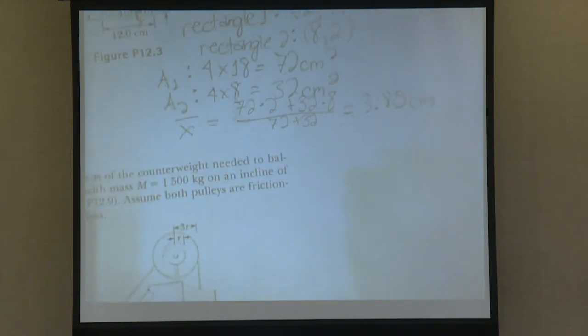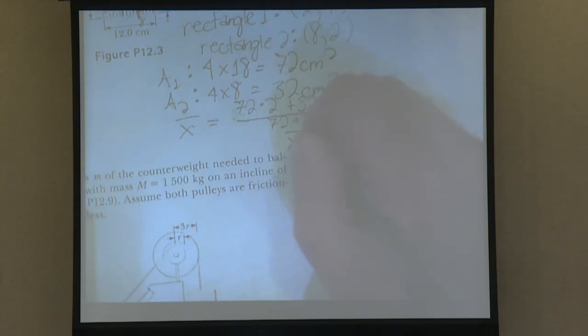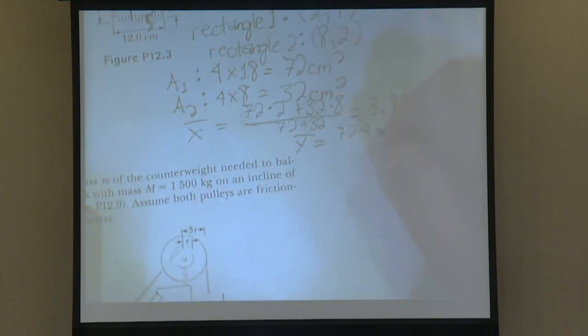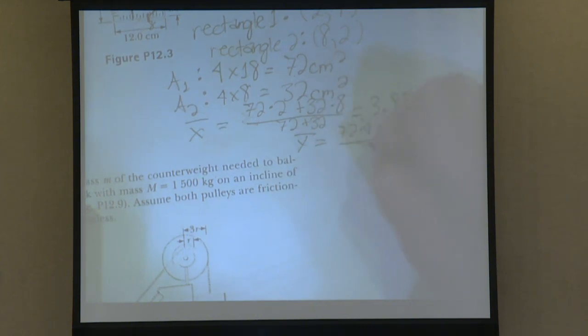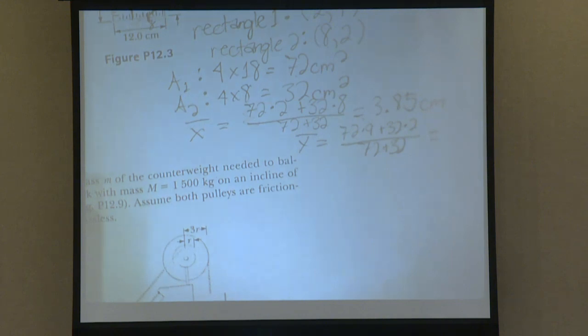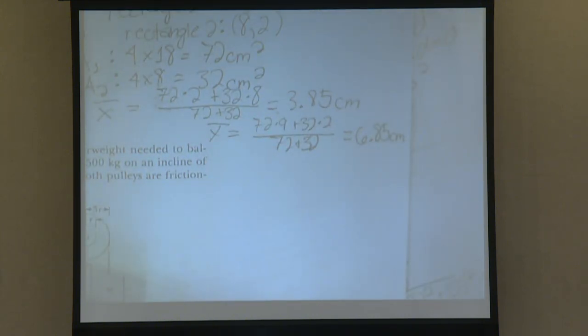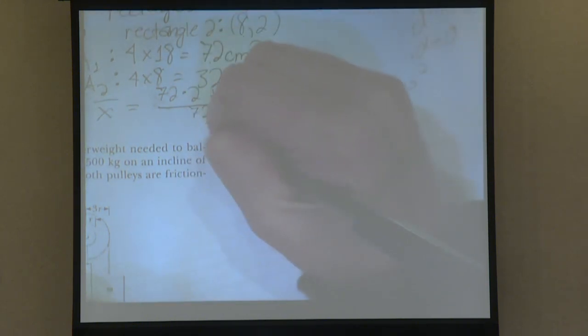And doing the same thing for the y, you have 72 times 9 plus 32 times 2 over 72 plus 32. And that's going to be equal to 6.85. Okay? Sorry if this wasn't clear. This is a y.